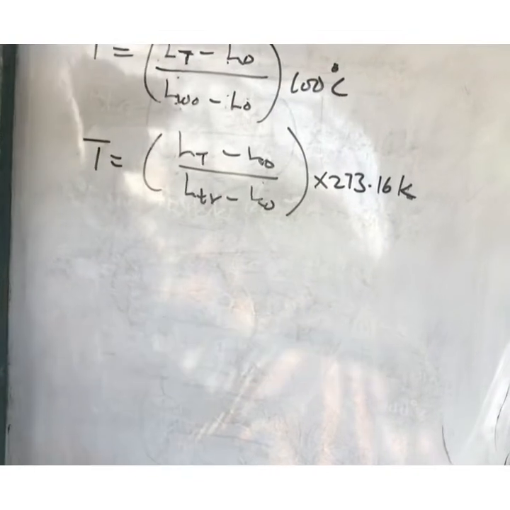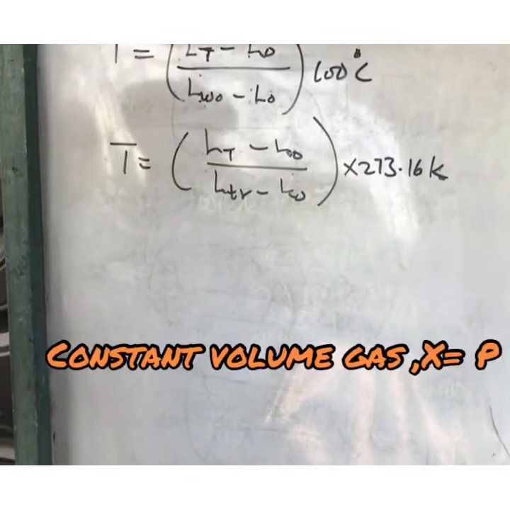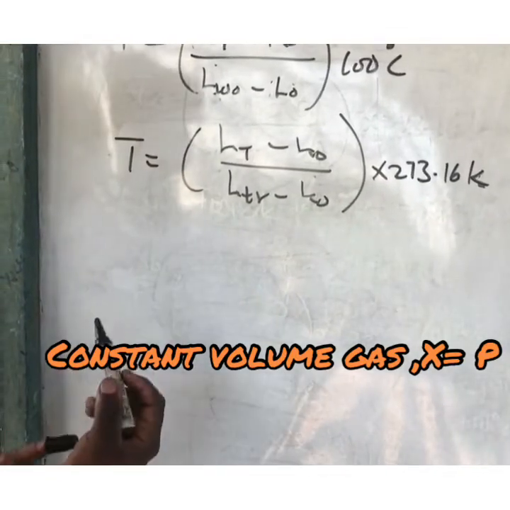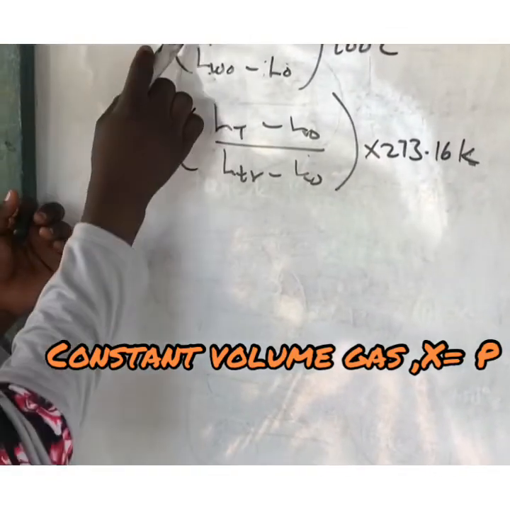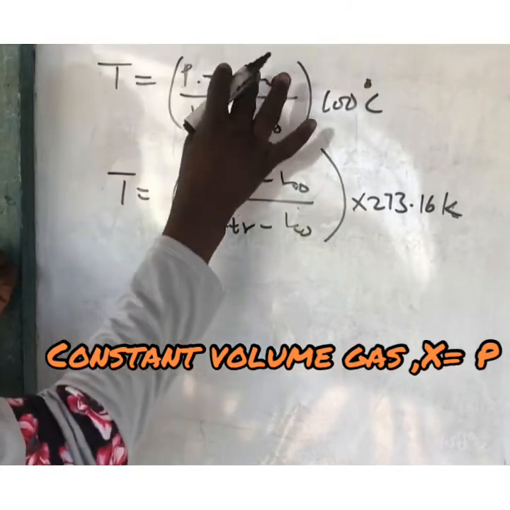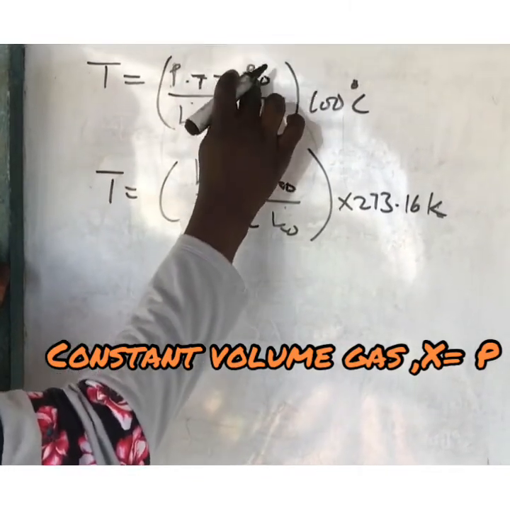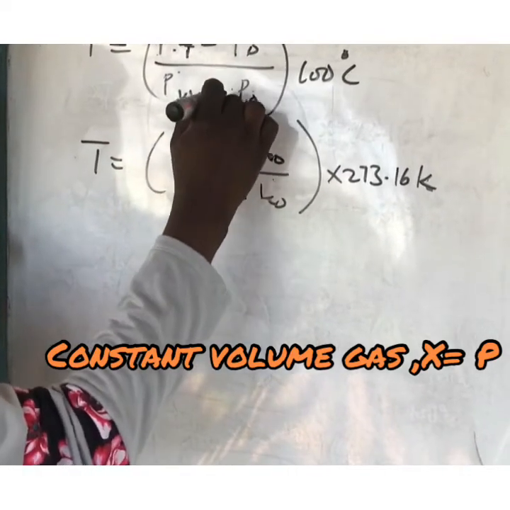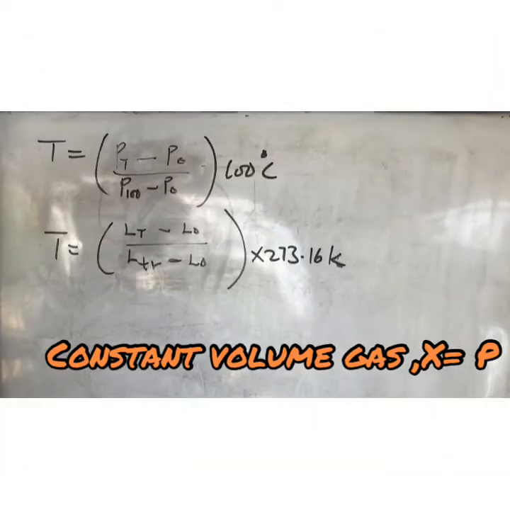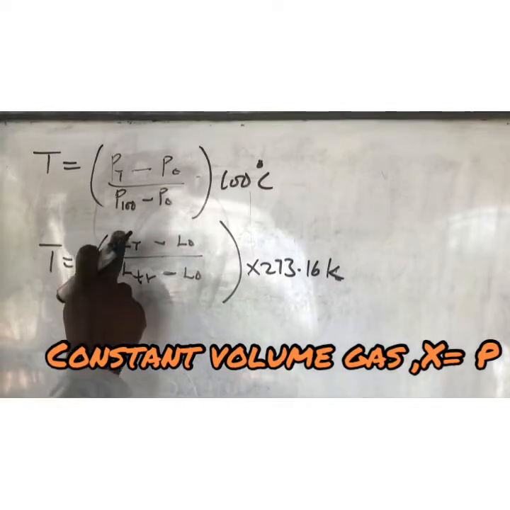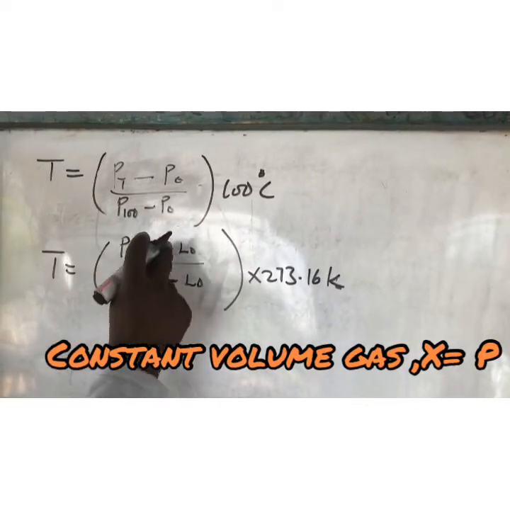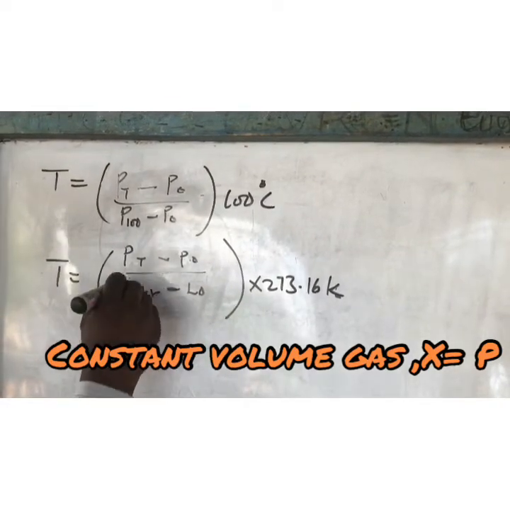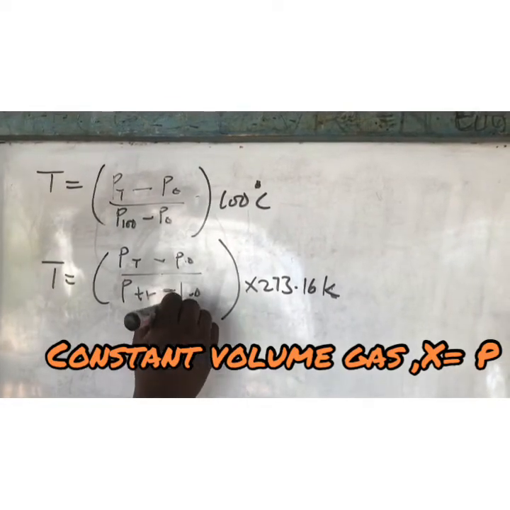The same thing for the constant volume gas thermometer. That one measures in pressure, so we say it is P. It's just a matter of substituting by P. So here will be P at T, here will be P at 0, here will be P at 100, and then here will be P at 0. The same thing for the Kelvin scale. Here will be P at temperature, P at absolute 0, P at triple point, and here will be P at absolute 0.